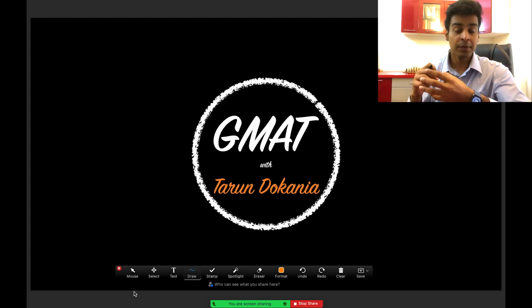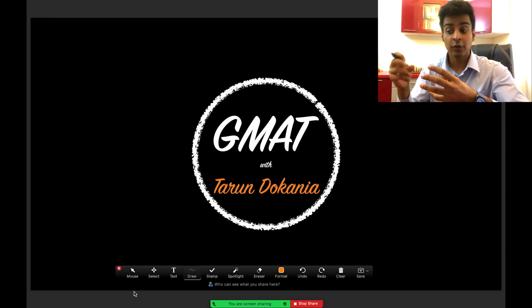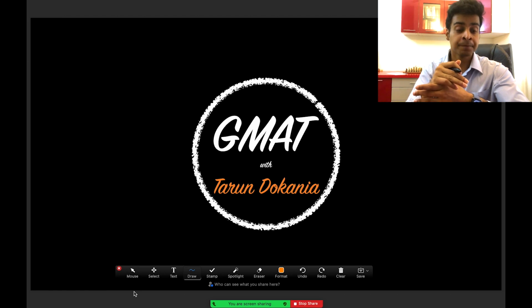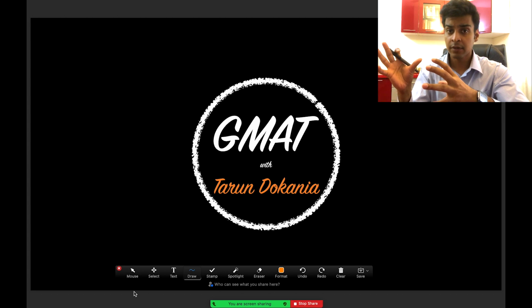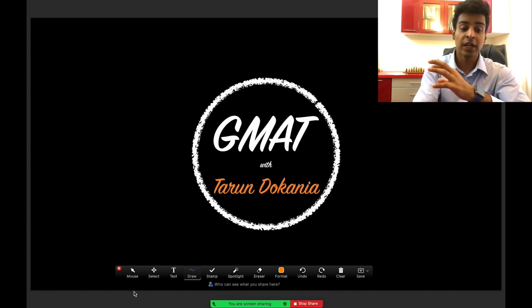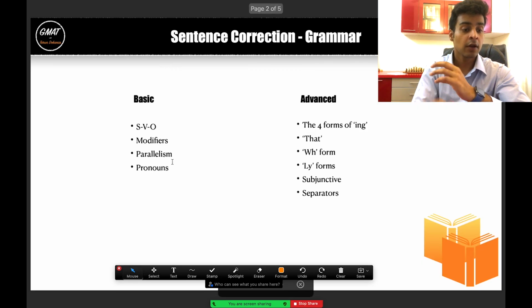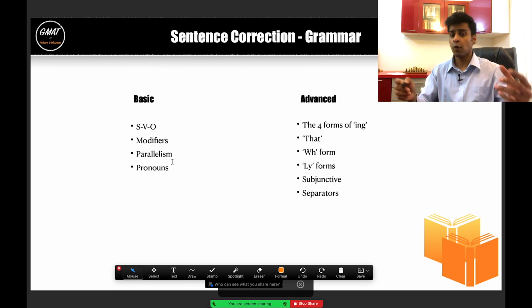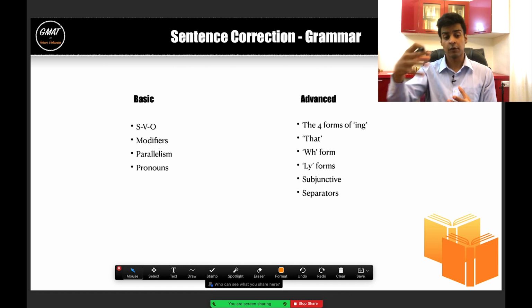And we don't just want to be generically good at it. We have to be able to specifically know how every word contributes to the meaning of a sentence, or even the grammatical structure in case of sentence correction. And that is what we're going to start with today. There's a bunch of concepts, but we'll start with the most foundational of those, which includes subject-verb agreement, which is SVO, which essentially talks about the subject, the verb, and the object.